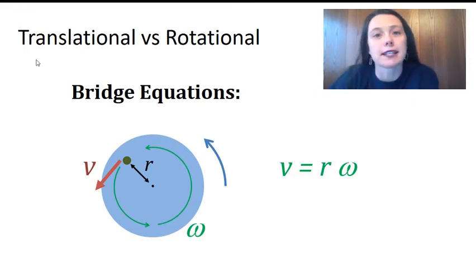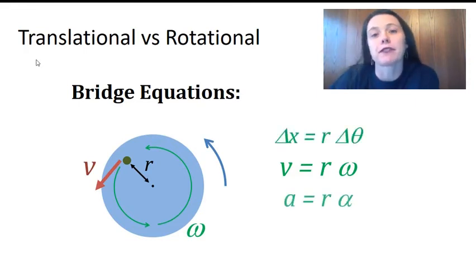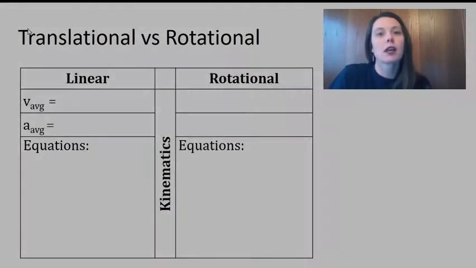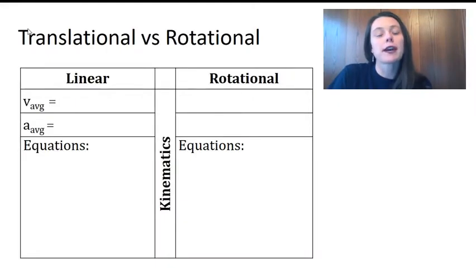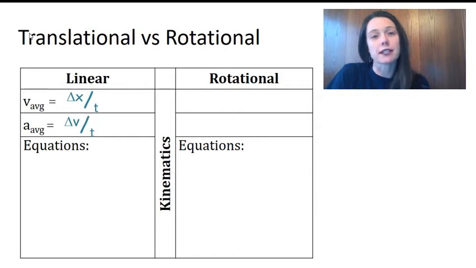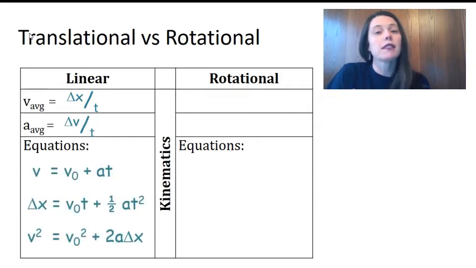Similar equations exist for angle and for acceleration. Talking about linear motion, we had a number of equations that describe the relationships between some of our kinematics variables. We defined average velocity as the change in position over time, and the average acceleration as a change in velocity over time. These equations also probably look familiar from solving kinematics problems.